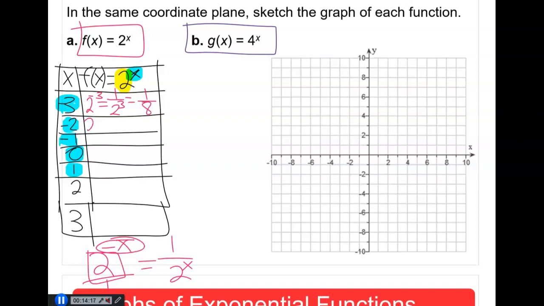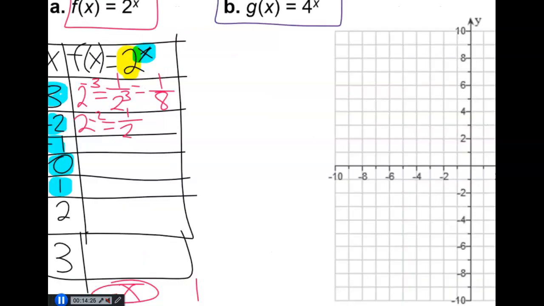Okay, next one, it will be 2 to the power negative 2. So it's 1 over 2 squared. Actually, I'm going to zoom in a little bit.